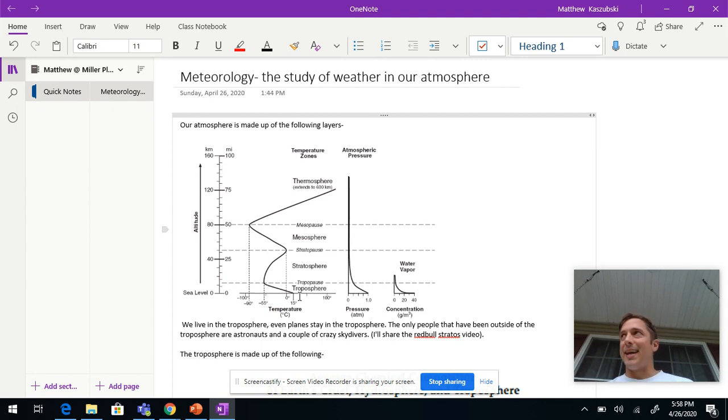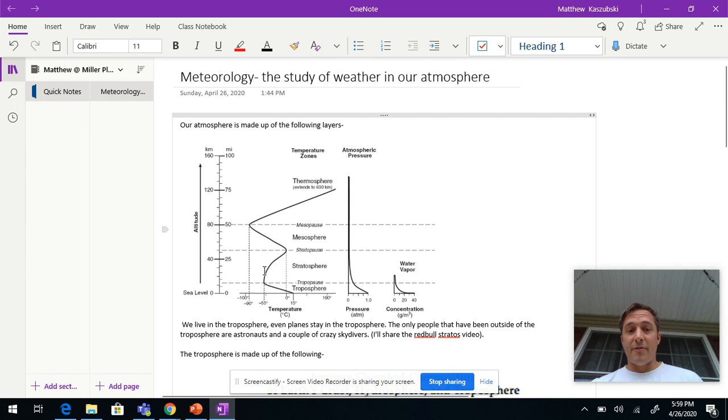I'm actually going to send you a link of this thing called Red Bull Stratos. Red Bull does all sorts of crazy extreme stuff. This guy did a skydiving thing from the stratosphere, which is up here. He jumped down from the stratosphere. It was the highest skydive ever. But even if you flew in a plane to California, you're not outside the troposphere.